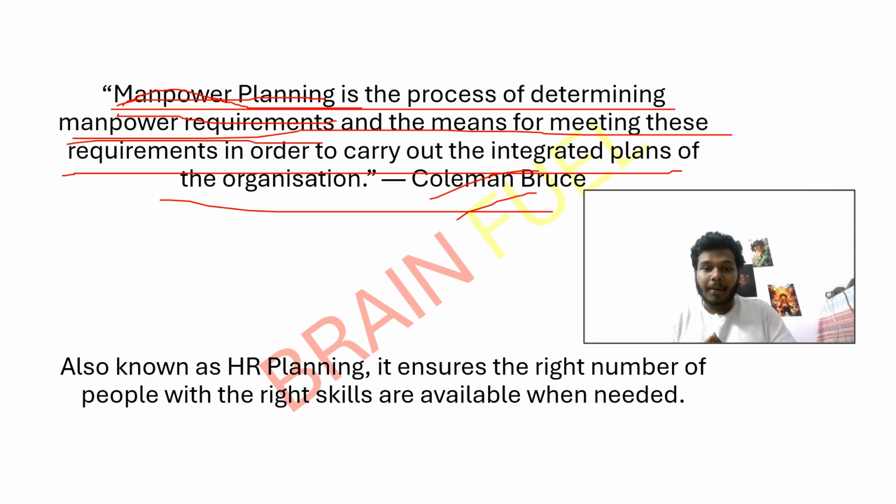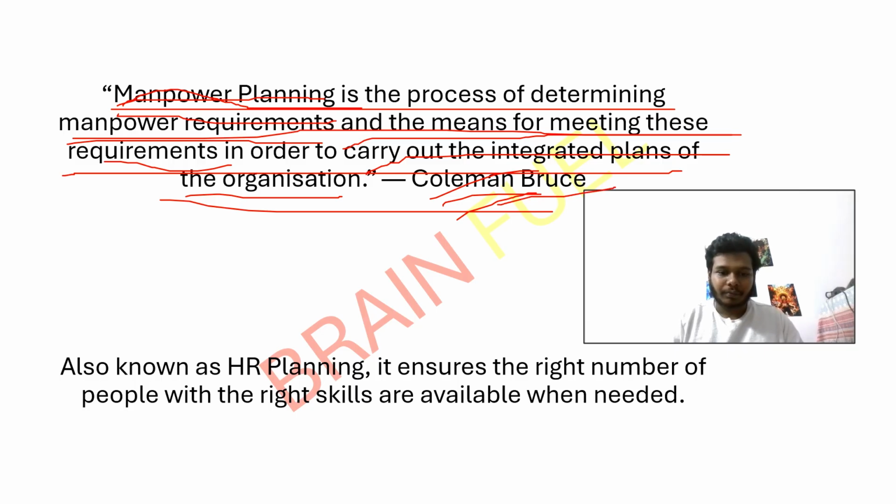See here, 80 people are required, and the means for meeting these requirements here is 80 laborers at a time for 2 months straight, and carry out the integrated plans of the organization. Here we took the example of a building, there he took the example of an organization. Okay, this is what Coleman Bruce stated.